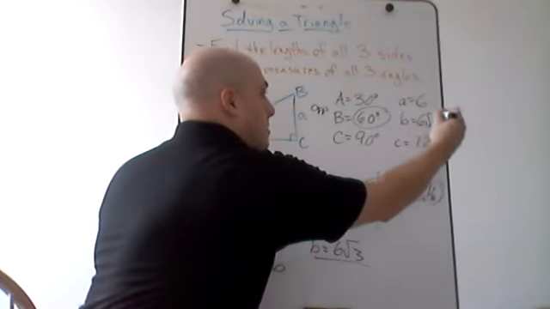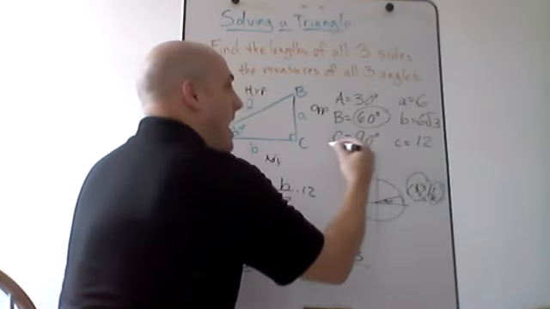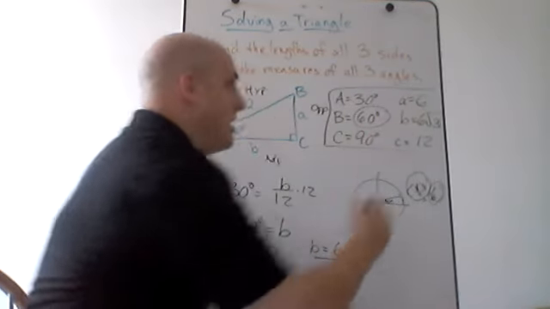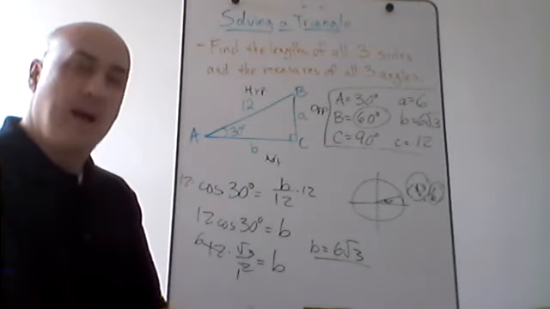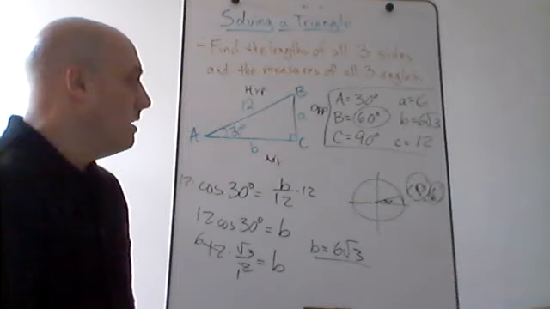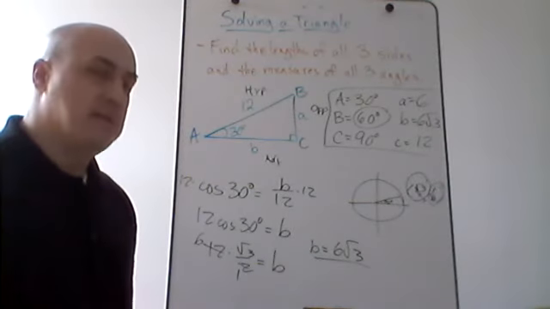So B equals 6 root 3, and now I have solved my right triangle. I know the lengths of all three sides. I know the measures of all three angles. I have all the information about this triangle. So that's solving a triangle.